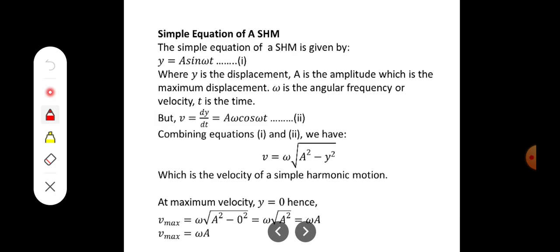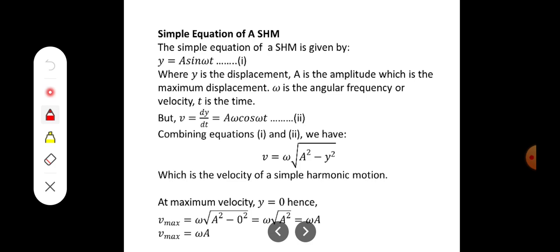Now here we look at the simple equation of a simple harmonic motion. It is given as y equals a sine omega t. Please remember that any motion that is periodic with time always has that formula. Other kinds of motion, like wave motion, have this formula. An AC circuit has this formula because they move periodically with time.